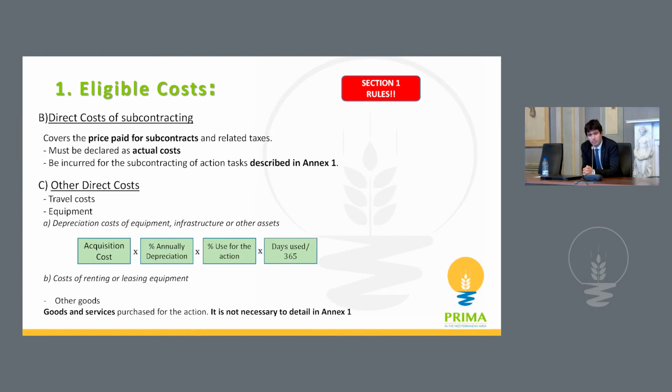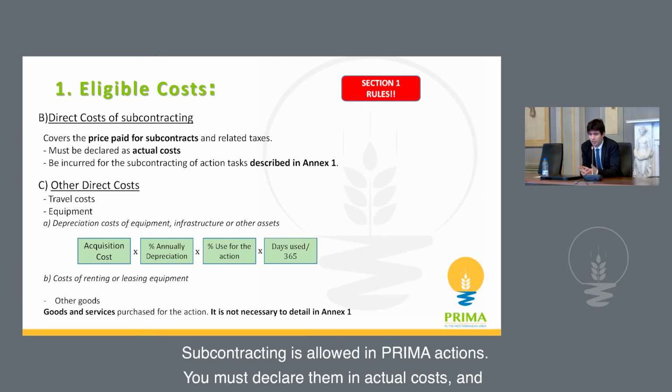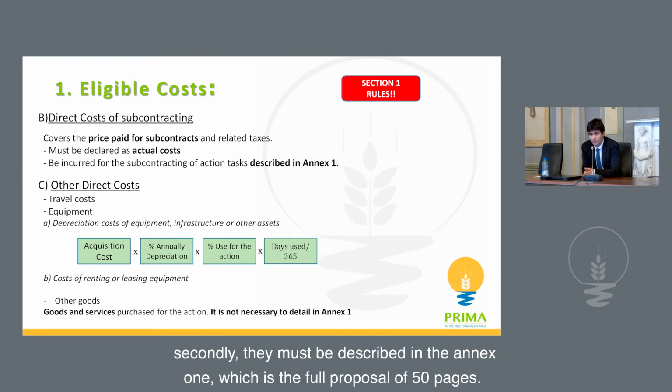Next, please. The second category of eligible costs are the direct costs of subcontracting. Subcontracting is allowed in PRIMA actions. You must declare them in actual cost. And secondly, they must be described in the Annex 1, which is the full proposal of 50 pages, okay?